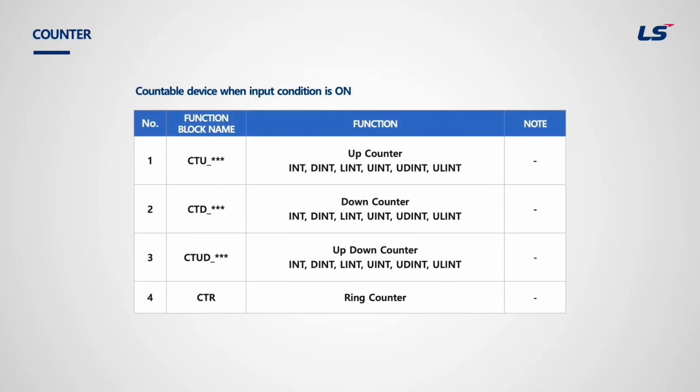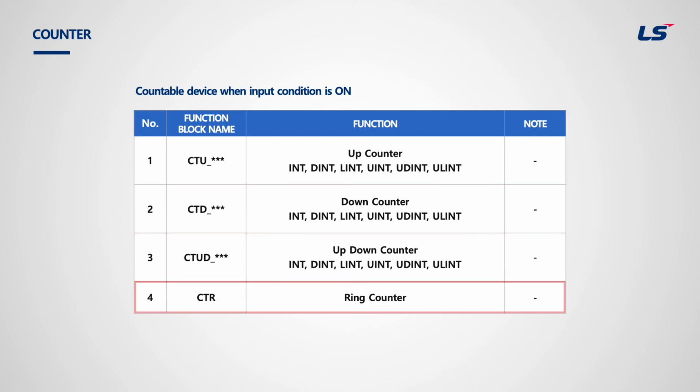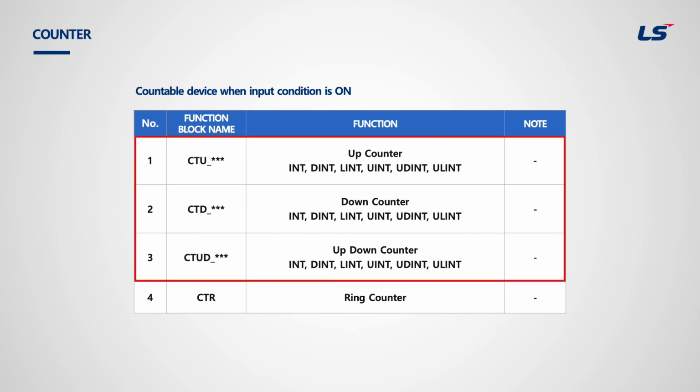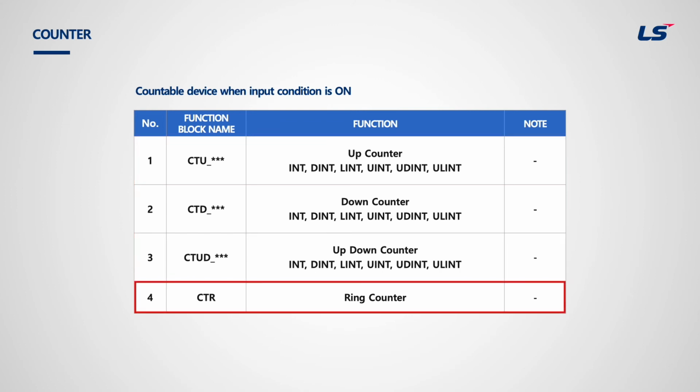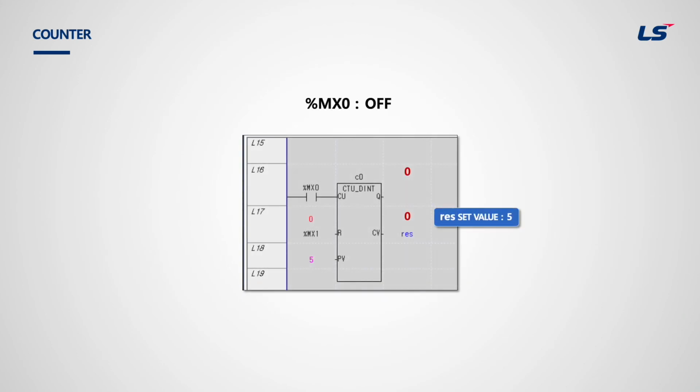This is counter, and there are up counter, down counter, up-down counter, and ring counter. Up counter, down counter, and up-down counter are linear counters, whereas ring counter resets the counter to 0 when the present value reaches a certain value. Let's look at an example of counter.